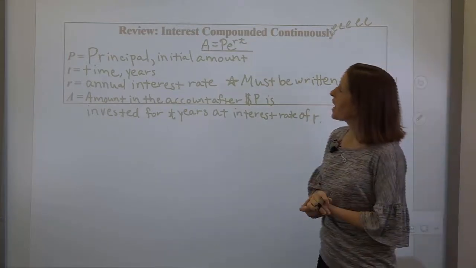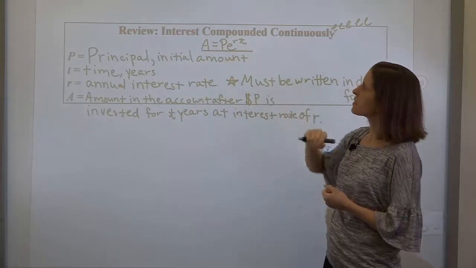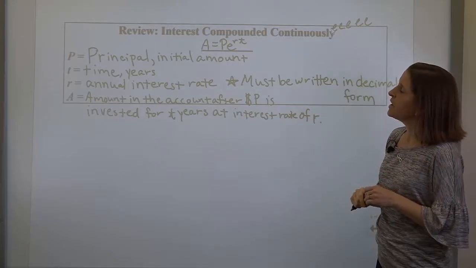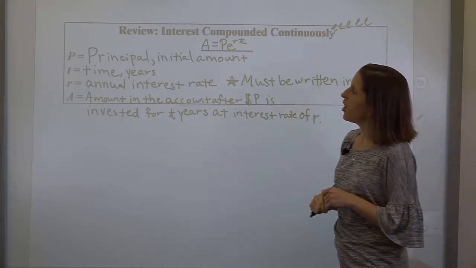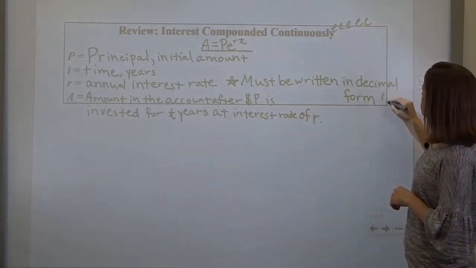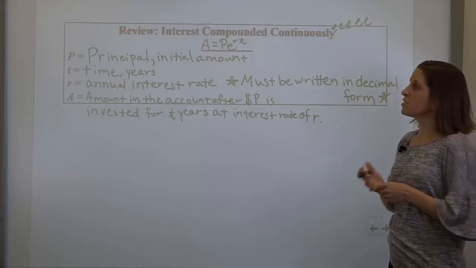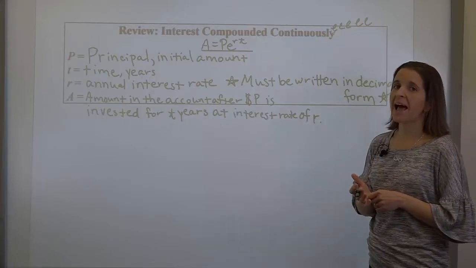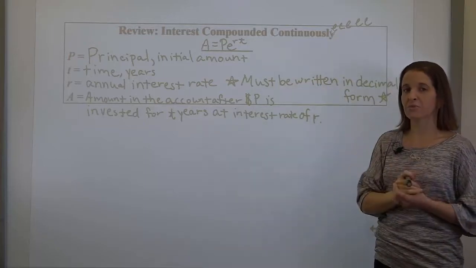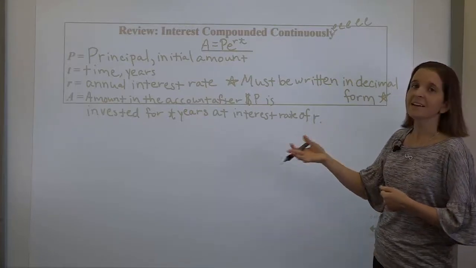So the formula for that, as you may remember, is A equals P e to the rt, where P is the principal or the initial amount that you put into the account, t is time in years, r is the annual interest rate, and this is really important. We absolutely must write that interest rate in its decimal form. To be clear, just because a percentage rate has a decimal in it, that does not mean it's in its decimal form. We still have to actually move that decimal point to get it from percent to the decimal form.